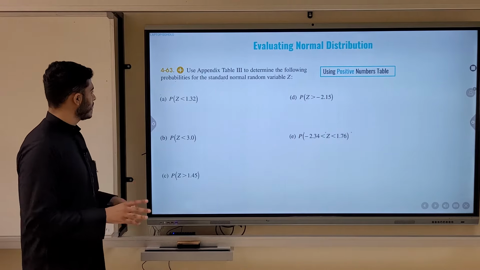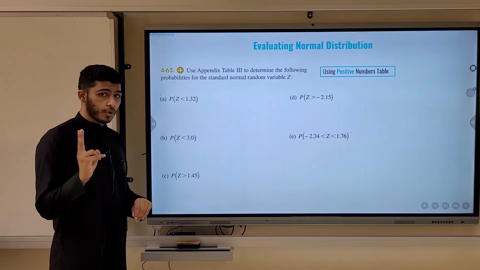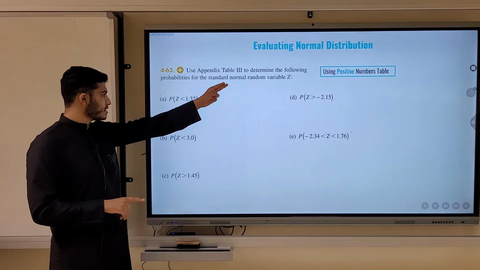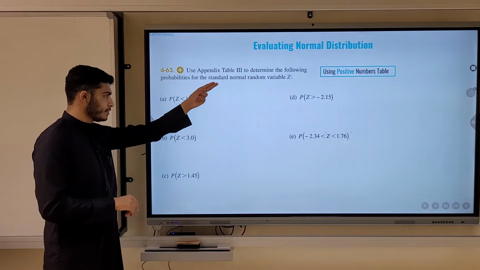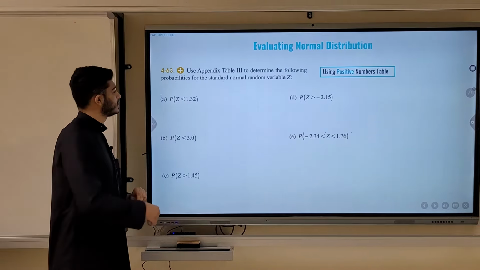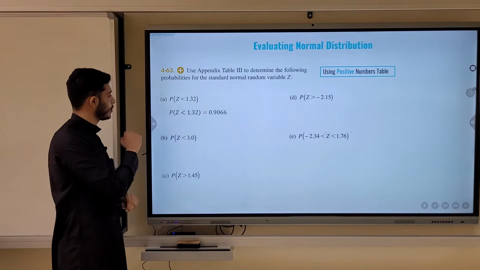So the first one, ask yourself these two questions always. Is it cumulative? Yes, it is cumulative. Does the sign of the outcome match the sign of the table? Yes. Positive, positive. You can right away go look for it in the table and evaluate it straightforward, and you should end up with this probability here.